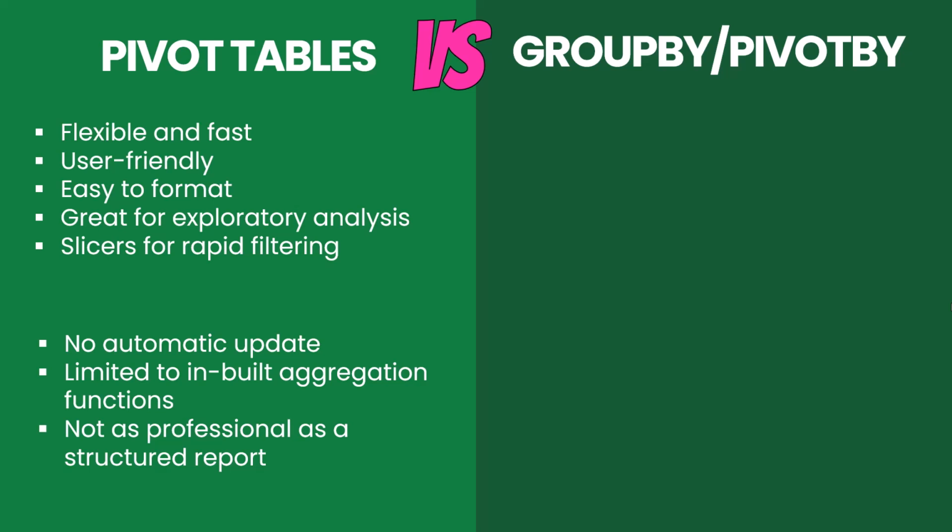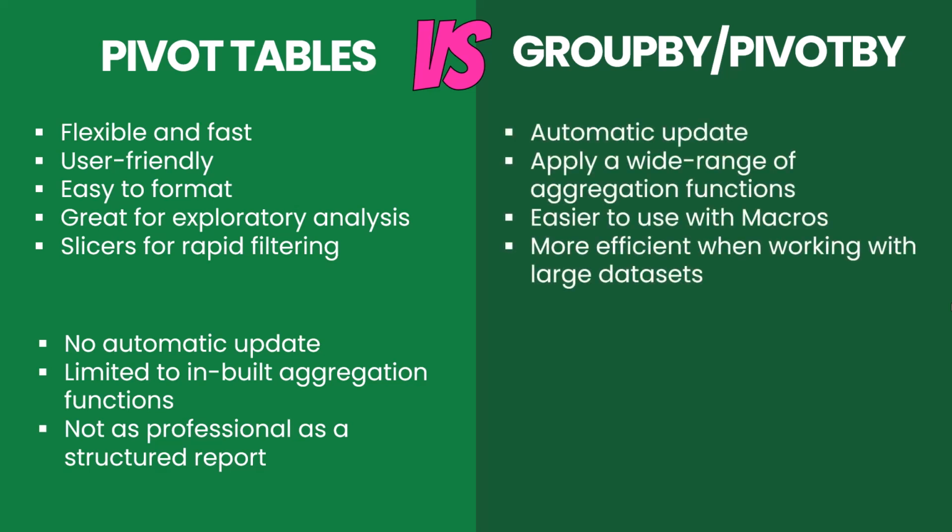That is where you might want to consider using GROUPBY or PIVOTBY. Now, the advantages of these two functions, well, we can automatically update and we can apply a wide range of aggregation functions. They're also a lot easier to use with macros. Occasionally, you'll have problems with macros and pivot tables. And both of these functions are much more efficient when you're working with large datasets.